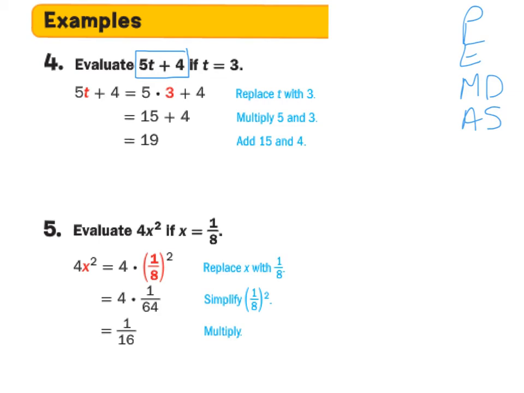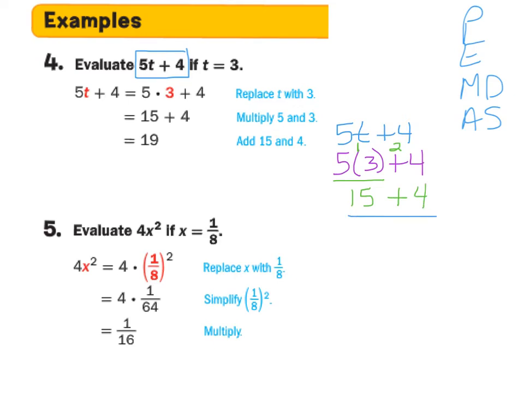So let's start by rewriting it as 5t plus 4. And they said let t be 3. So we have 5, and a lot of times people put parentheses, 5 times 3 plus 4. And now we use our order of operations that we're going to multiply first, then we will add. So 5 times 3 is 15, plus 4, we rewrite it, bring it down, and now we add 15 plus 4 is 9.